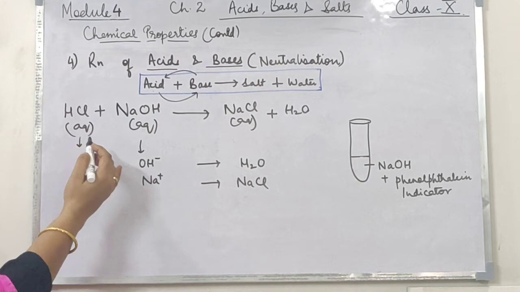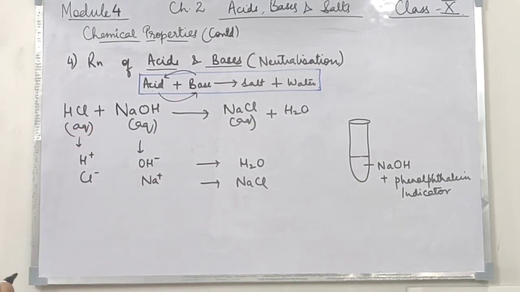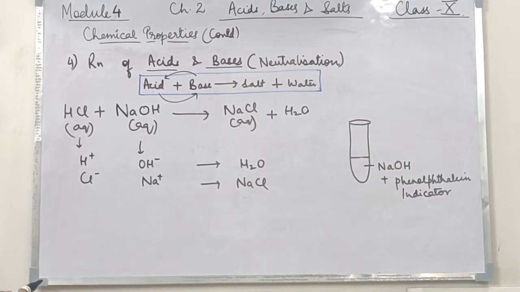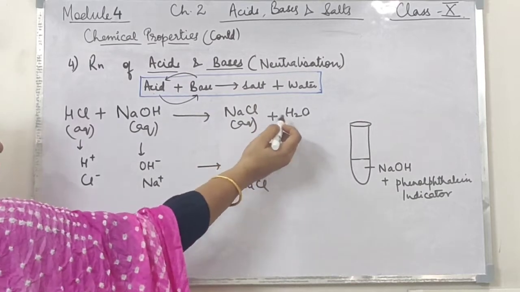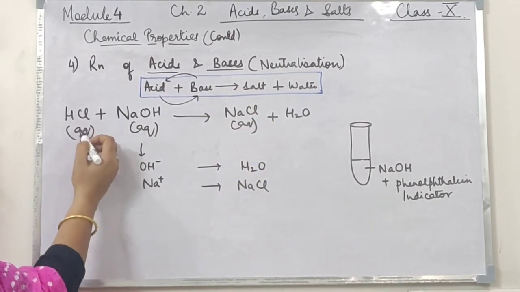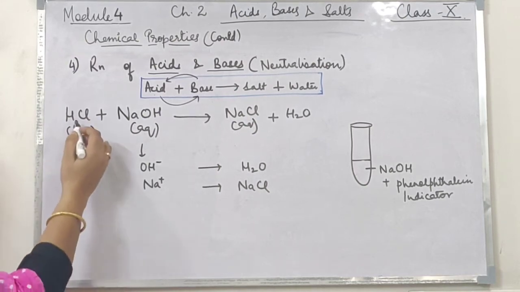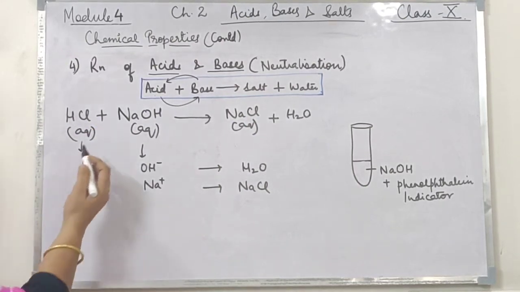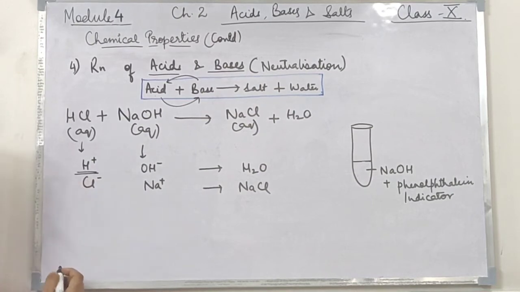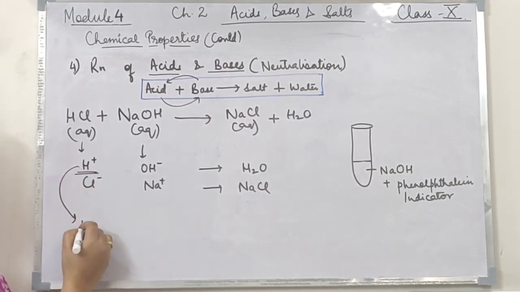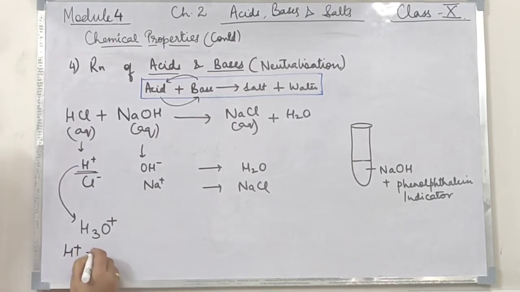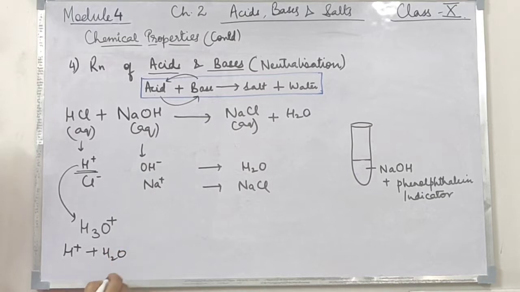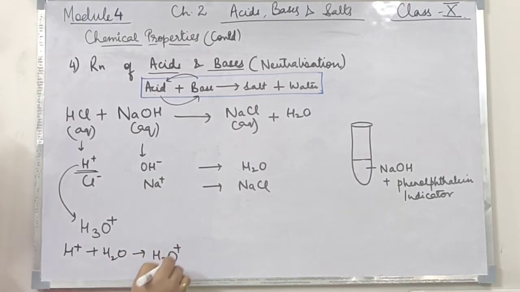Now, this is a classic example. Hydrochloric acid, when reacts with sodium hydroxide, forms sodium chloride, the common salt, and water. Now over here, when in aqueous solution, what happens when an acid is dissolved in water? We have studied that it releases H plus ion, or more specifically H3O plus ion, because H plus ion doesn't stay alone. What happens? It combines with water and forms this hydronium ion.